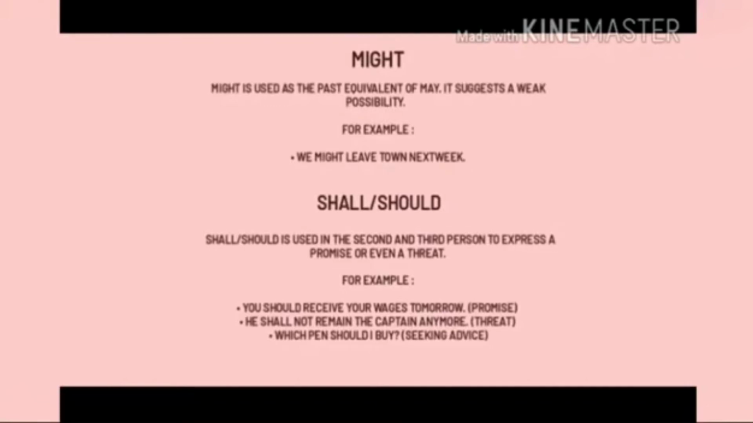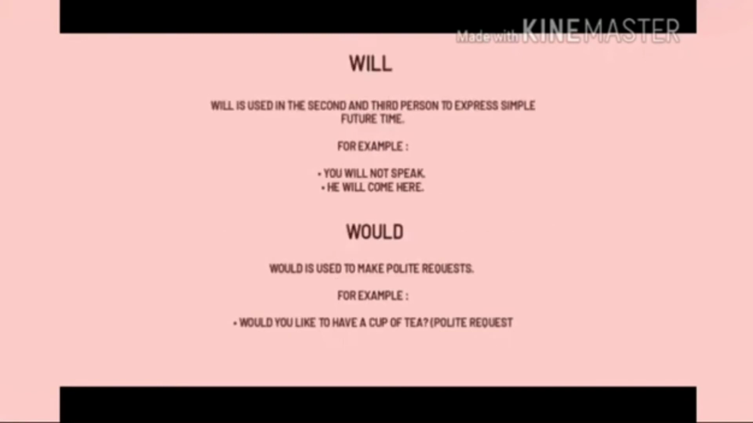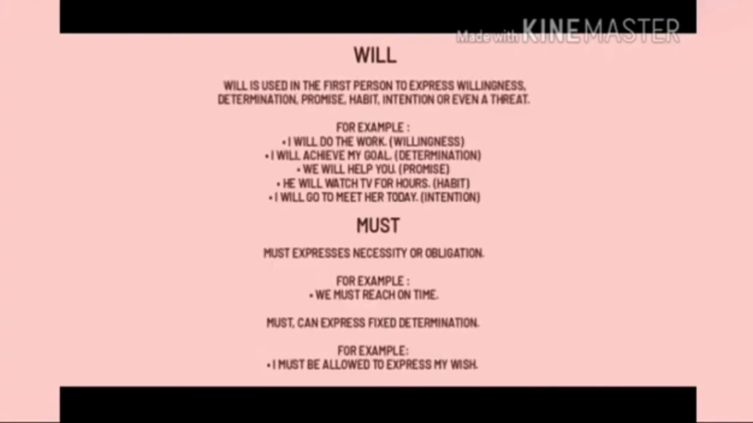Next, will is used in the second and third person to express simple future time. Would is used to make polite requests. For example, he will not speak. He will come here. Would you like to have a cup of tea? This is a polite request.